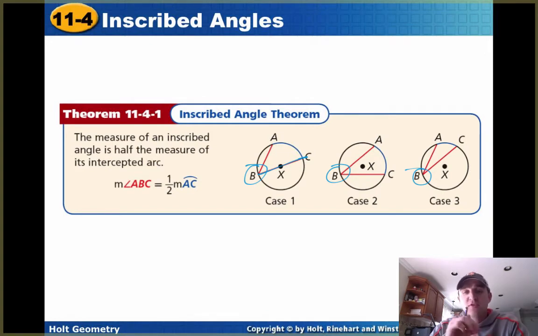Previously we talked about when the vertex was the center of the circle, it was equal to the arc length. That's not the case anymore. Now we're looking at if it is on the circle. If the vertex is on the circle, then that angle is equal to half of the arc. And we'll take a look at that in a second here.